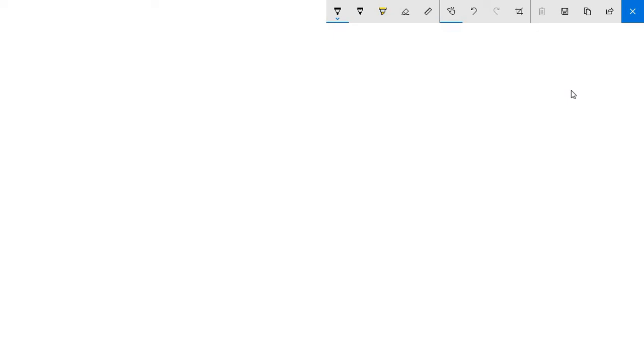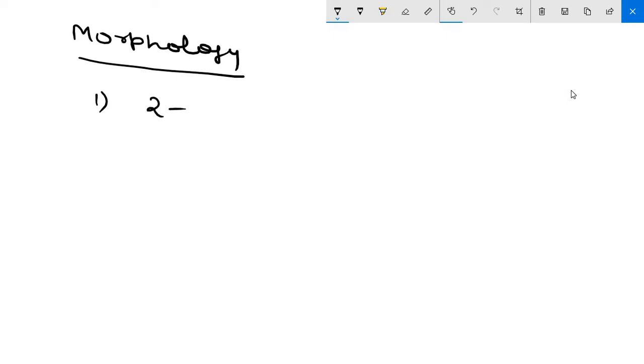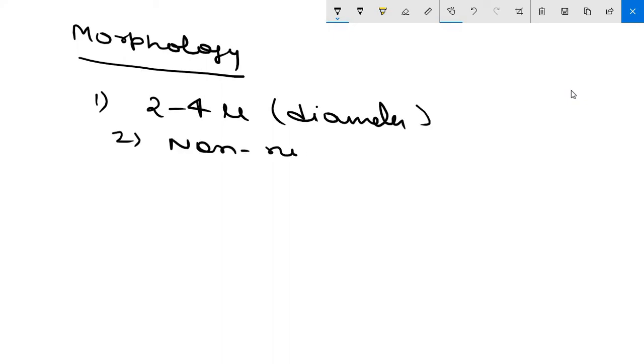Now we will move to the morphology of the platelets. Here, the morphological characteristics of the platelets. The first point is that platelets are about 2 to 4 micrometer in diameter. The second point is that they are non-nucleated. They have no nucleus.